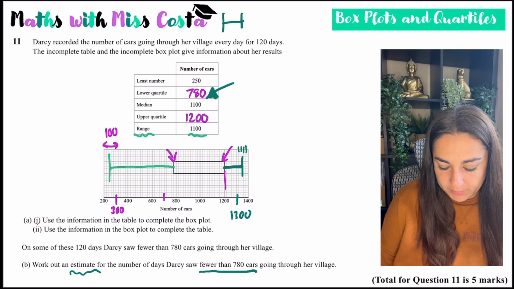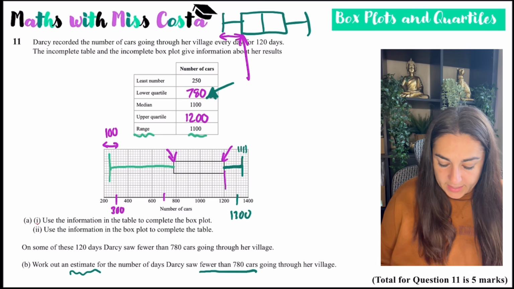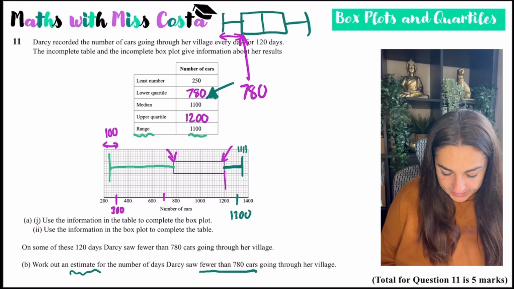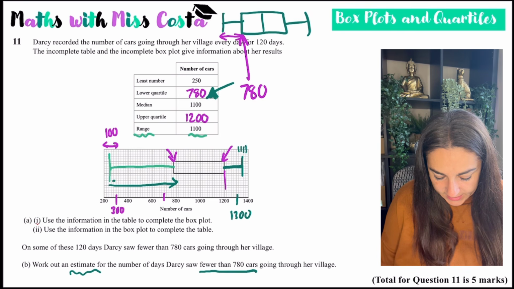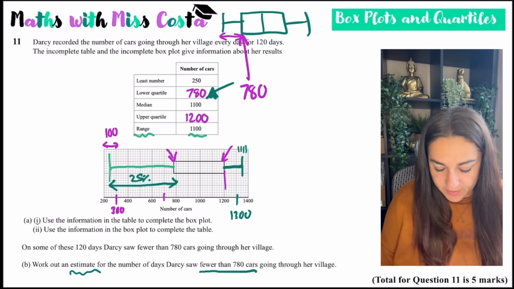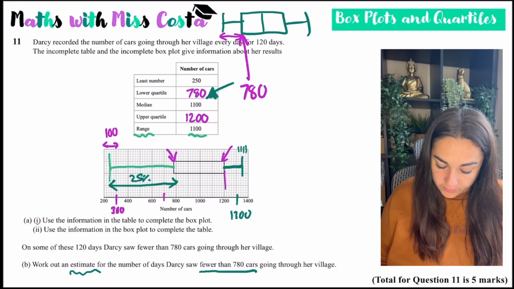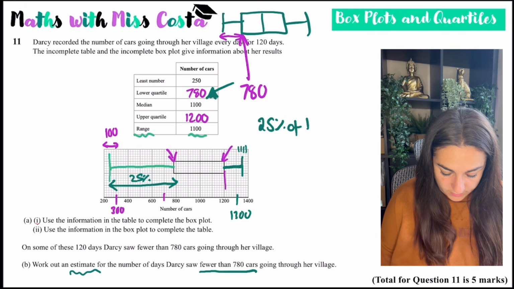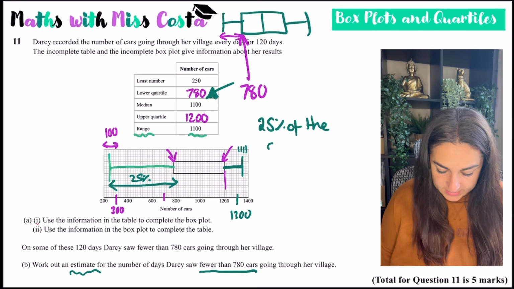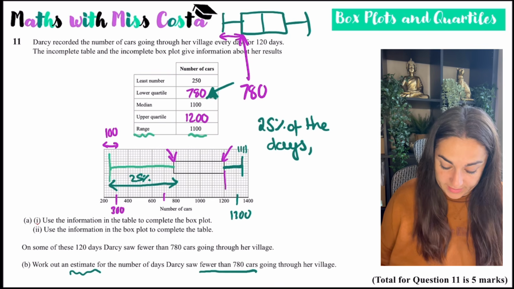So remember that box plots are separated into quarters, and the lower quartile is this part here, and it has the value of 780. So that must mean that this bit here is worth 25% of the data. So I know that 25% of the days she saw fewer than 780 cars.